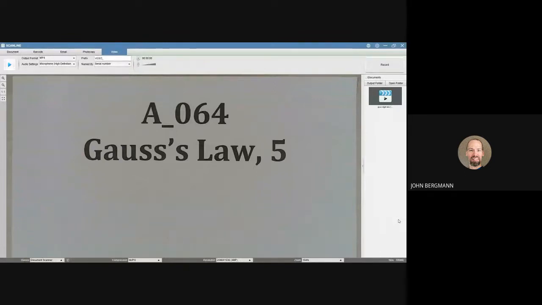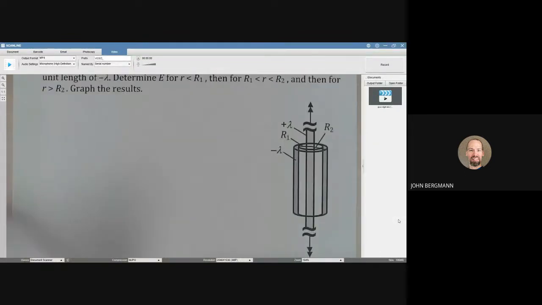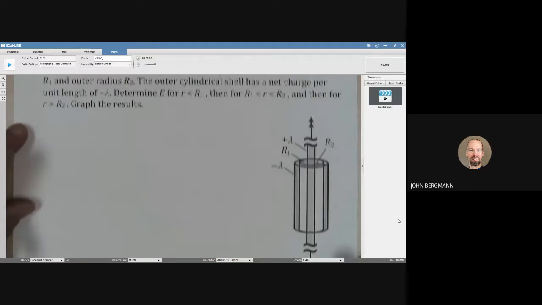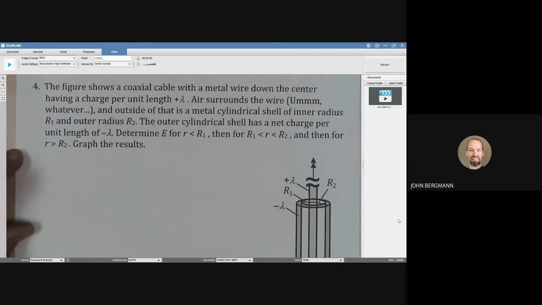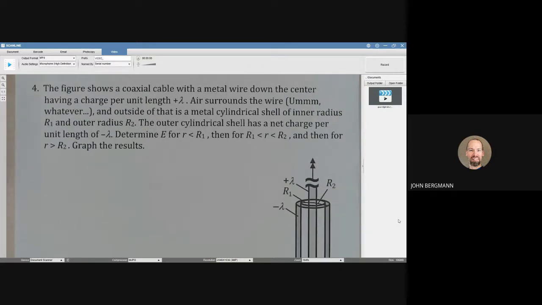Let's do another Gauss's law problem. So here we have a coaxial cable. You can at least see the top part of it here in the picture, with a metal wire that's running down the center that has a charge per unit length of plus lambda. Air surrounds the wire, which is a little bit weird, but anyway.